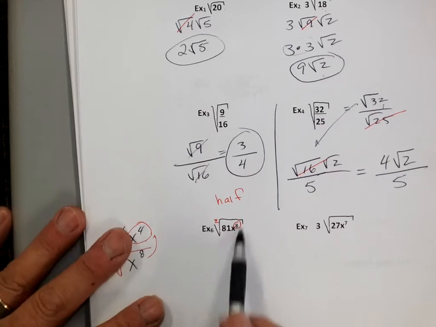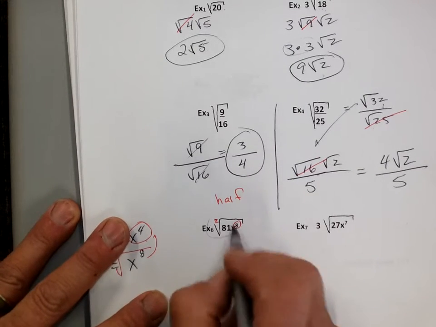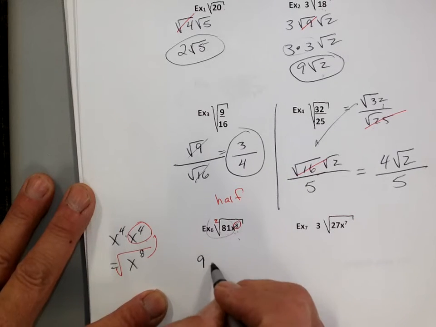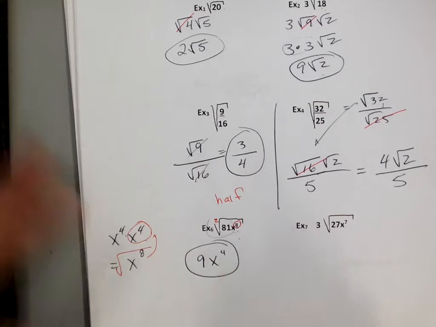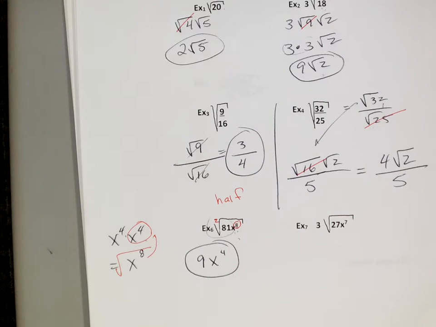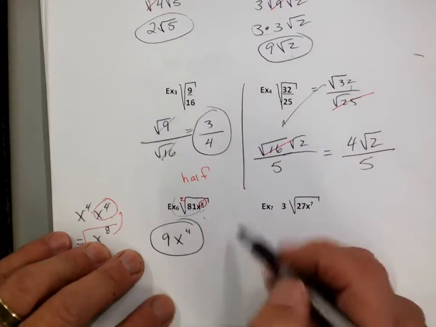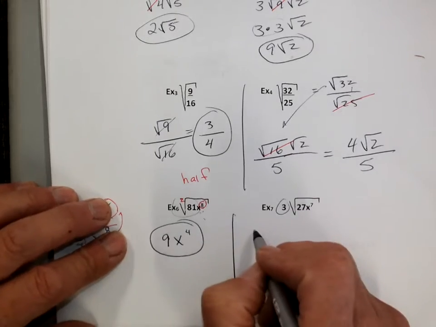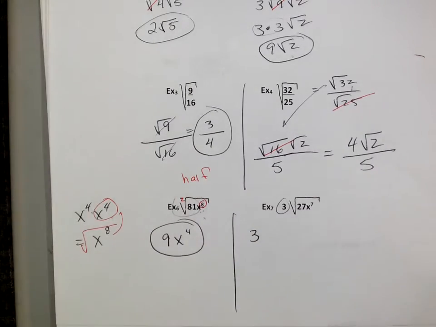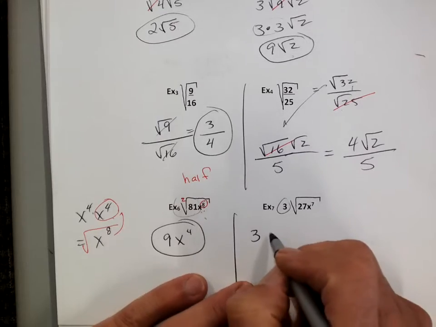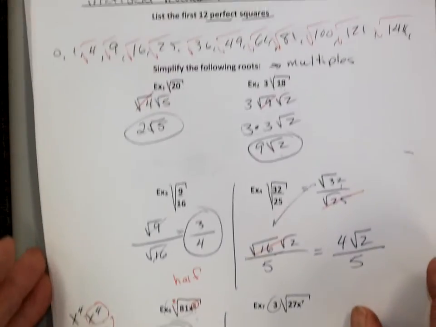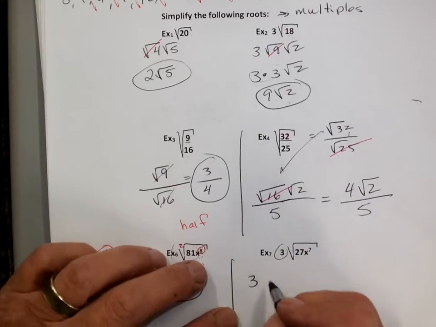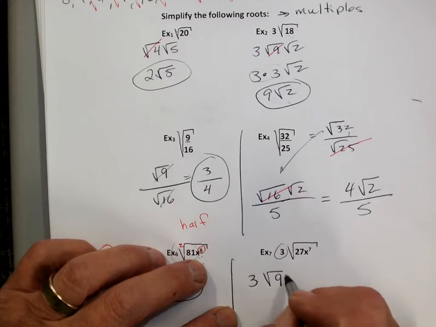So same thing. We know the square root of x to the 8th is x to the 4th. Well, before I do that though, the square root of 81 is going to be a 9, right? And then I'm going to take half my exponent, x to the 4th. There it is. It's completely reduced. Okay, example 7. In example 7, let's do this one. So the 3 is just a plain old 3. We're going to leave it there.